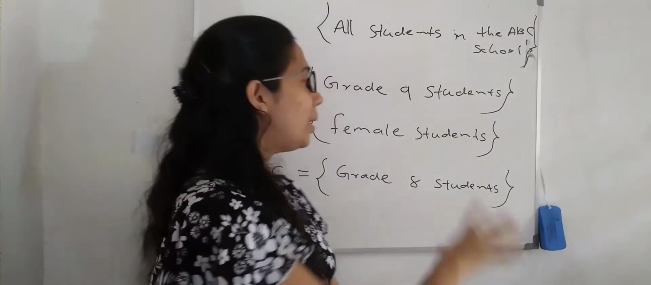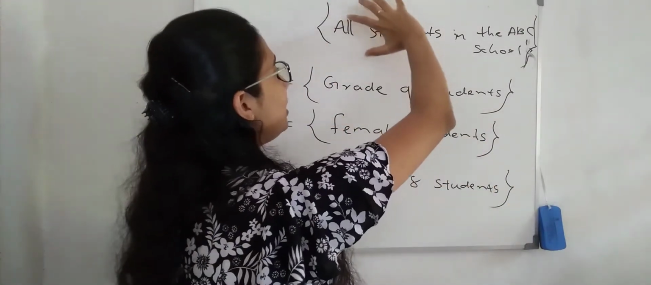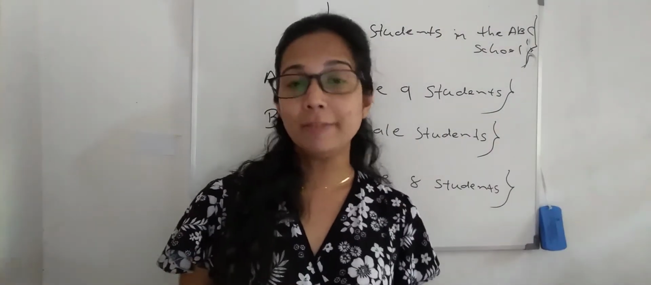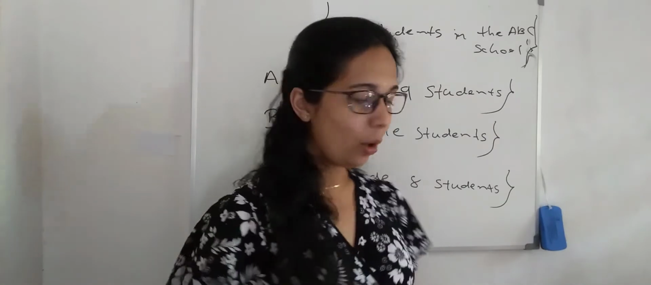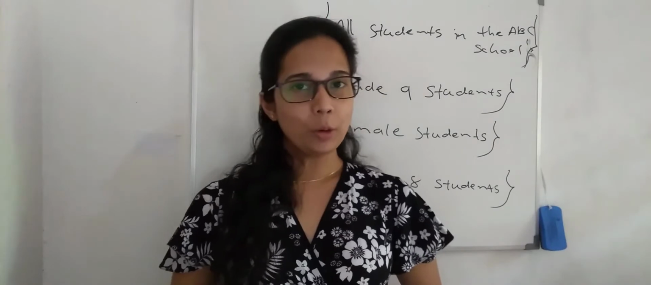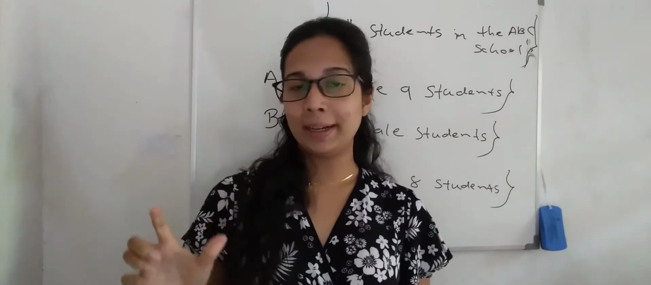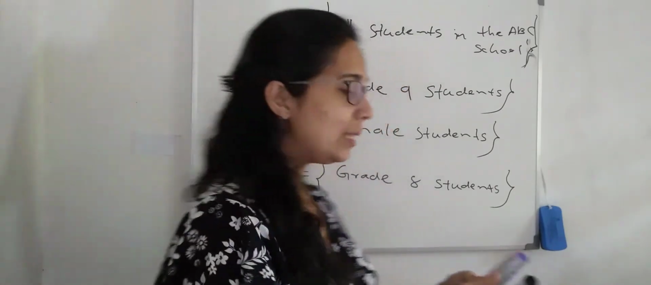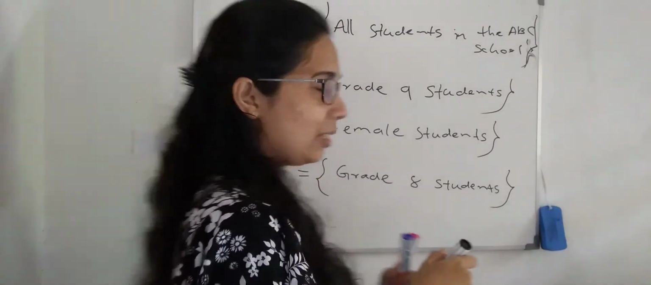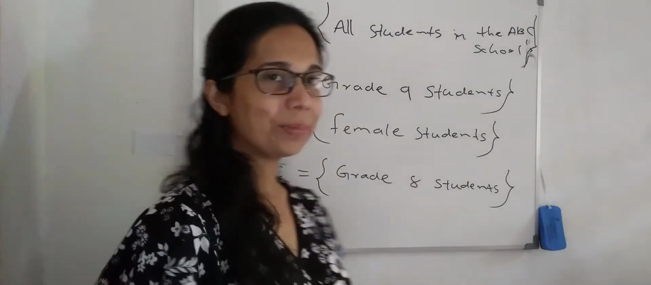Why? Because all these elements belong in this set. This kind of set we know as the universal set, right? Clear? Okay, so how do we denote a universal set? You know, we name sets using English capital letters. So we use this sign to denote the universal set, right?